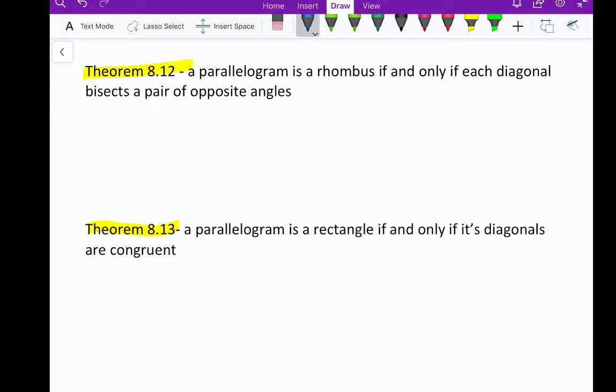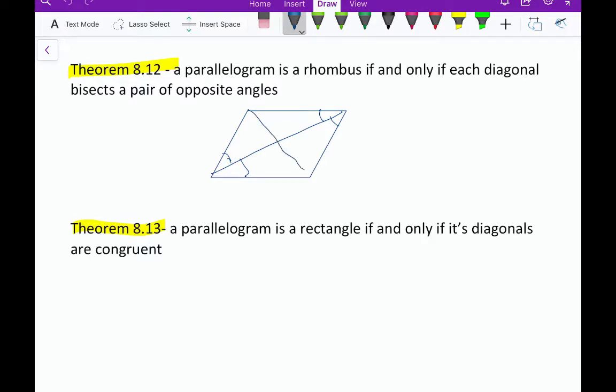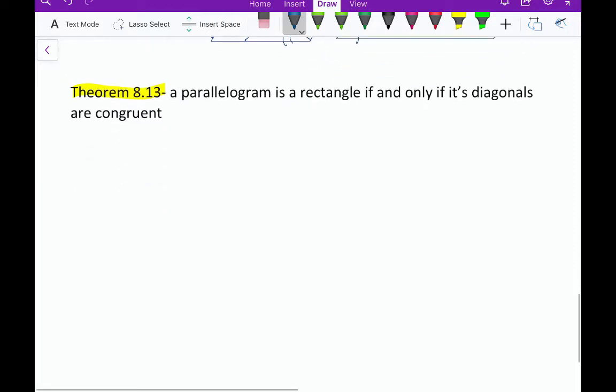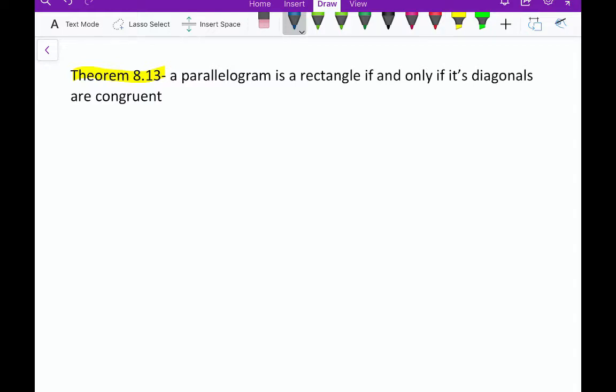A rhombus also is a figure where each diagonal bisects a pair of opposite angles. So what this means is that this diagonal bisects this angle, which makes that congruent to that, and this congruent to that. And then also, when you draw this diagonal, it bisects this angle, which makes those congruent and these congruent. Now, remember, in a parallelogram, the opposite angles are congruent. So if I bisect two angles that are both congruent, then when I bisect them, they're also congruent to each other.